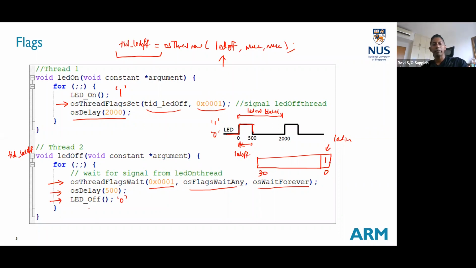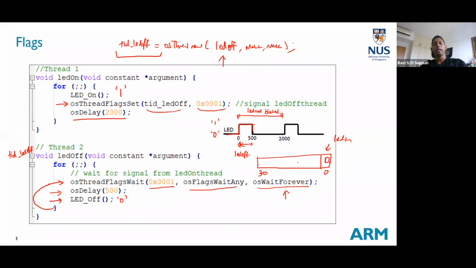But the moment I finish LED off, what happens? I go back and wait for the next time. Once the flag has been read, it will clear to 0. So the next time I look back and wait for the flag, I see that it is 0. Since the flag is 0, I will now wait until somebody sets the flag. This LED off task will now wait indefinitely until somebody sets the flag.